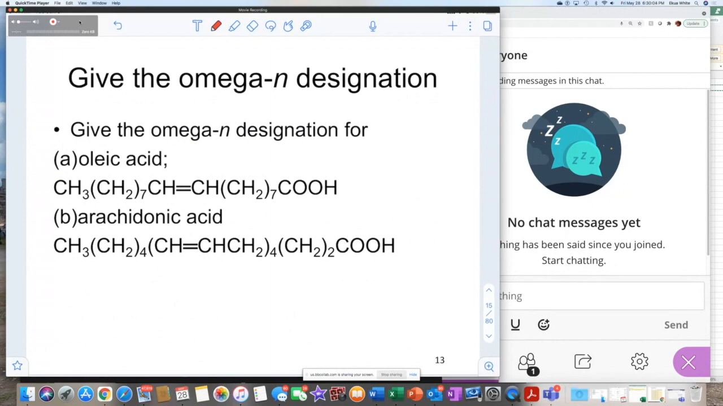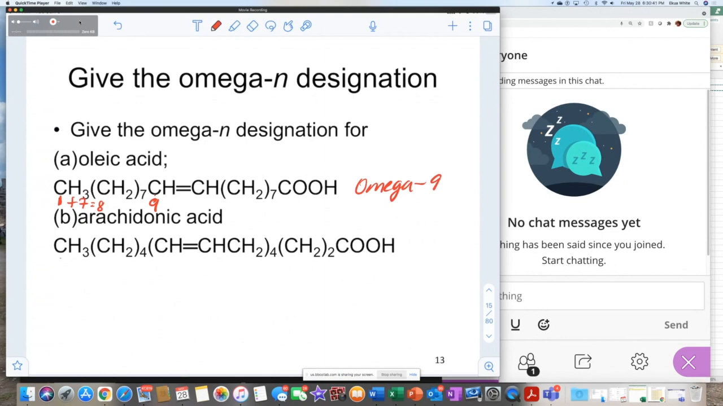Yay. Okay. Omega N designation for the following: oleic acid, arachidonic acid. Okay. Oleic acid. This is our first carbon, and then we have 7 more, making this our 9th, right? No, sorry. We have 7 more, 1 plus 7, that makes 8. And then this one here is 9. So this is going to be omega 9. The omegas come in threes, so you have omega 3, omega 6, omega 9, they're in threes.